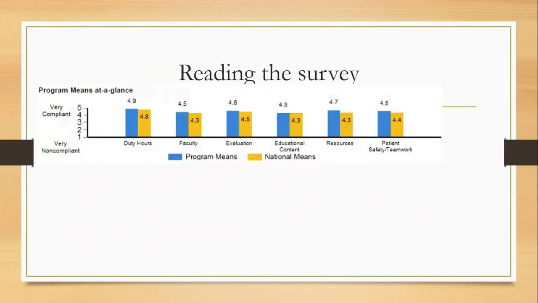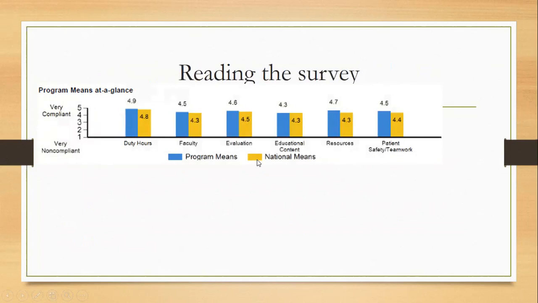All right, so then reading the survey. So for anyone who is a new coordinator, there are a couple different sections of the survey that you get. This little section is at the top. So the blue is what your program looks like. The yellow is what the national means are.